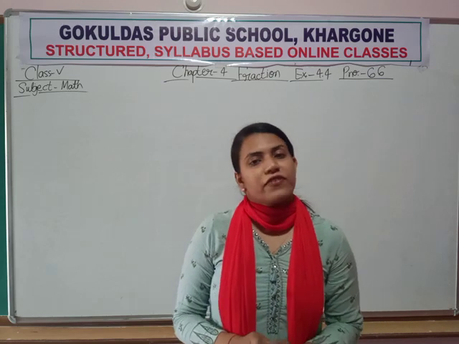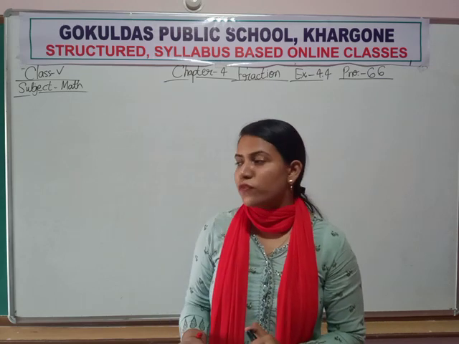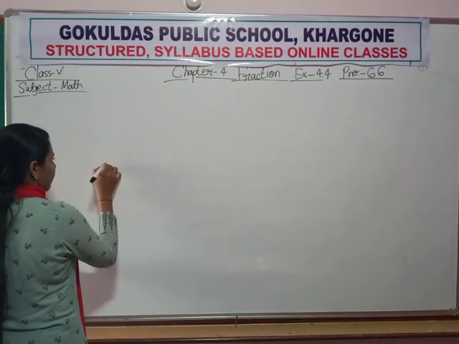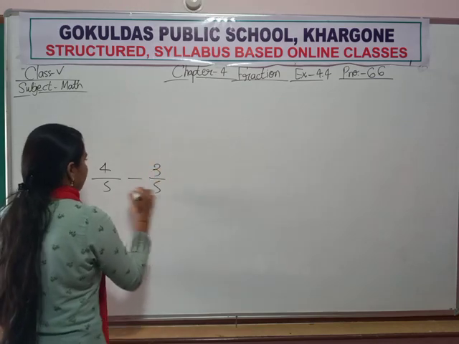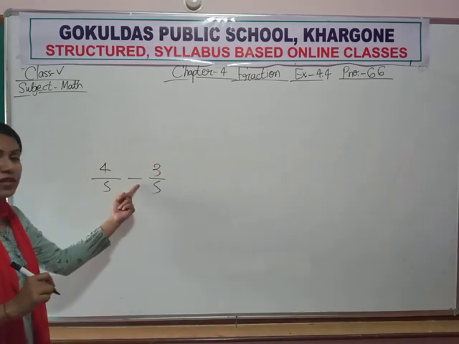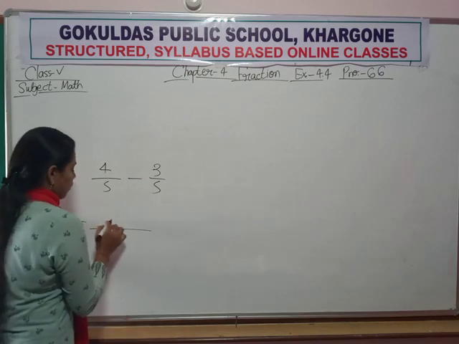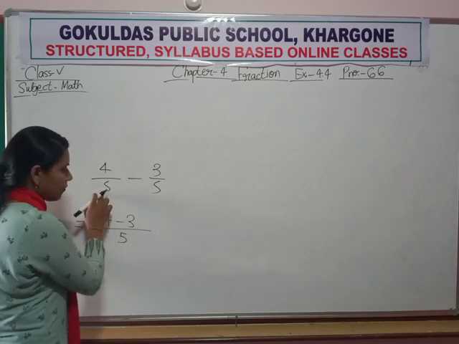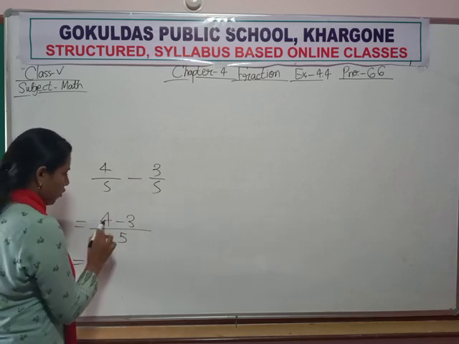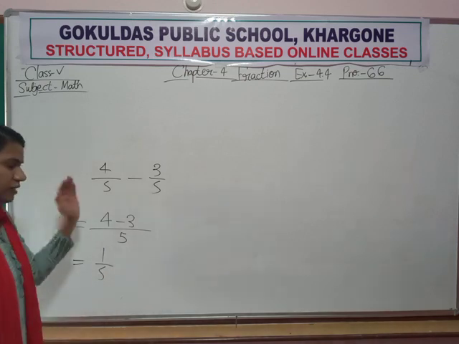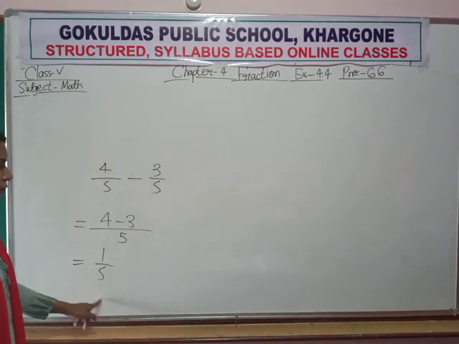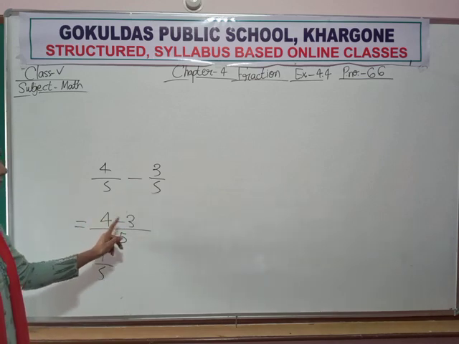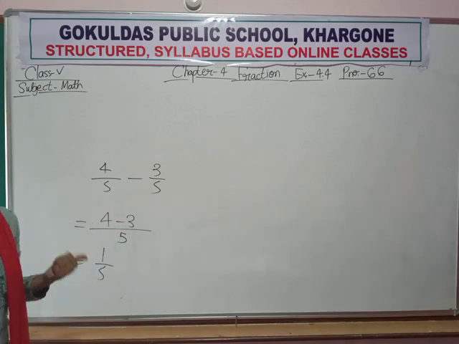Okay. So if the fractions are like, then how will you subtract them? If the fractions are like, means the denominators are same, and you want to subtract them, then what will you do? Subtract the numerators directly over the same denominator. 4 minus 3 means 1 upon 5. Directly. When you solve this, your answer will be 1 upon 5. But why do we directly subtract the numerator? Because the fractions were like fractions.